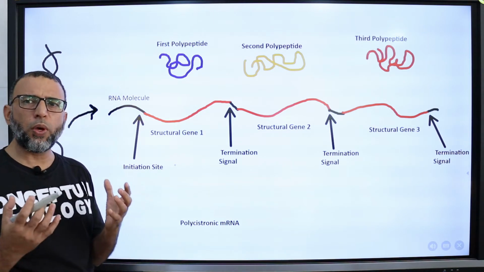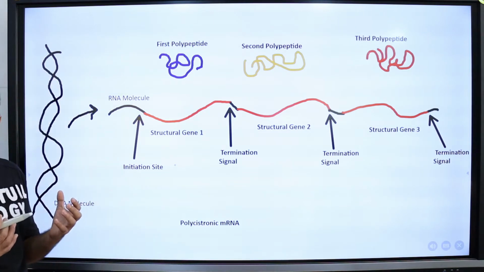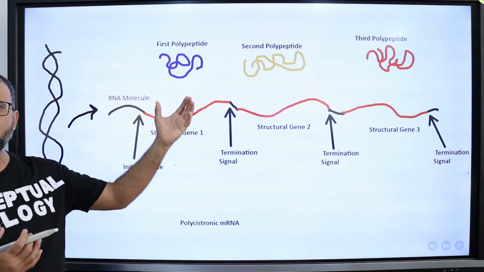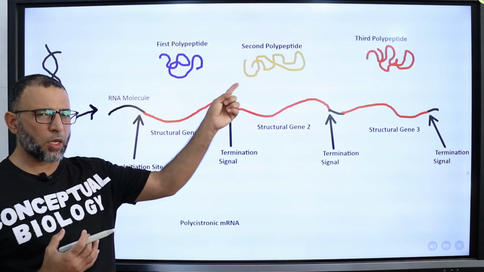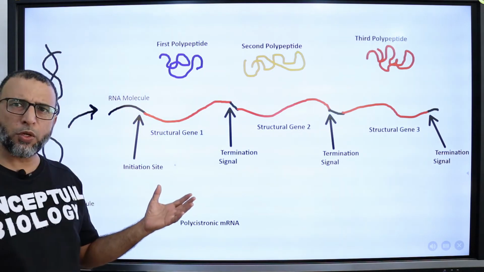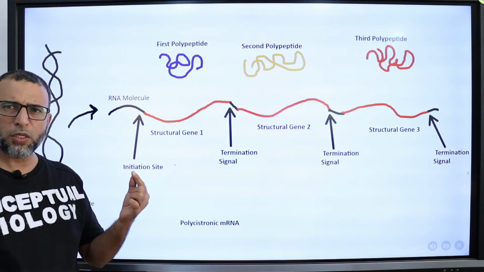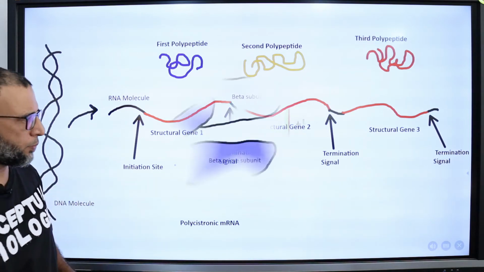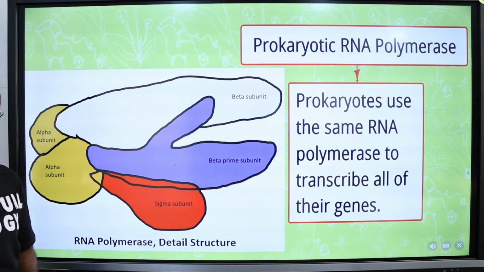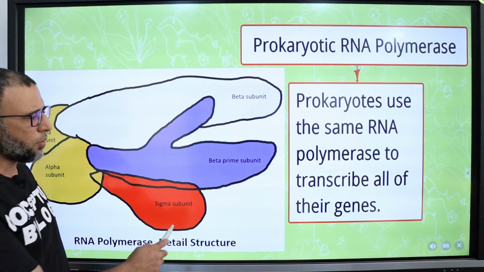That's because when they produce that mRNA, all of the protein products on that polycistronic mRNA are going to be produced simultaneously. So, it is not able to pick and choose to express only certain protein products on that polycistronic mRNA. Prokaryotes use the same RNA polymerase to transcribe all of their genes.